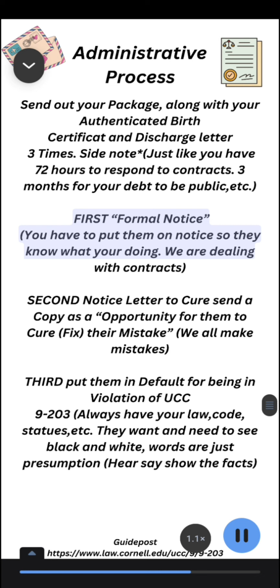First, formal notice. You have to put them on notice so they know what you're doing. We are dealing with contracts. Second, notice letter to cure. Send a copy. It's an opportunity for them to fix their mistake. We all make mistakes. Third, put them in default for being in violation of UCC 9-203. Always have your law, code, statutes, etc., they want and need to see. Black and white. Words are just presumption, hearsay. Show the facts.